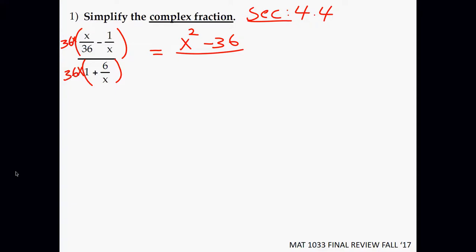The same thing for the denominator: 36x times 1 is 36x, plus 36x times 6 over x, where the x cancels, and in this case we have 36 times 6. Sometimes it's better to leave it as a multiplication. That would be a hint for you to factor it out. So you can simplify it if you like to, or you can leave it like that.